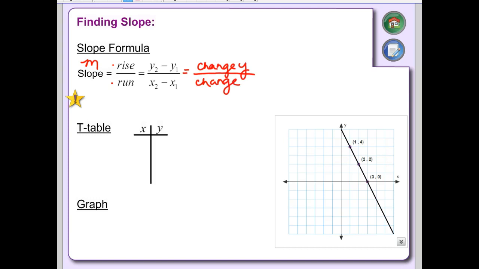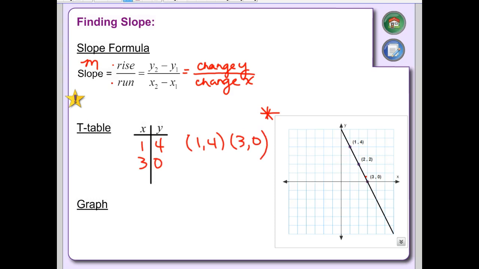Now, if we're talking about the rise or the change in y's, okay, so if I look at my T-chart here, and I've got my little line over here on my grid, let's pick 2 points. So, okay, I'm going to pick 1, 4, and let's go ahead and pick the bottom point, 3, 0. So we have 2 points. We've got 1, 4, and we've got 3, 0. So how do we find the slope?